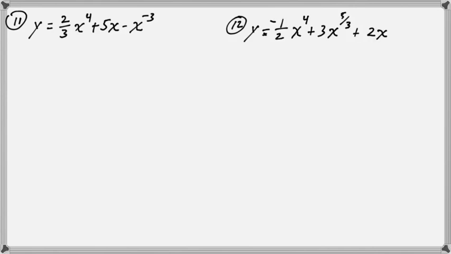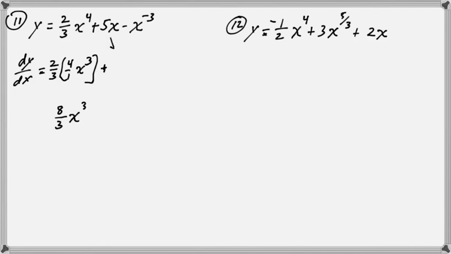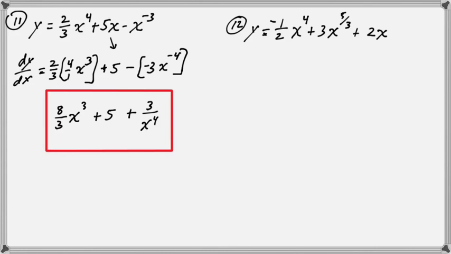On to 11. Let's find this derivative. That would keep the 2/3 out as a constant factor. Power times base to 1 less power. So that first one's going to be 8/3 x to the 3rd. First term of the derivative. The derivative of 5x is 5. So far I have this. Keep the minus. Now you're going to do power times base to 1 less power. So I think that's plus 3 over x to the 4th. Getting a little more challenging now.